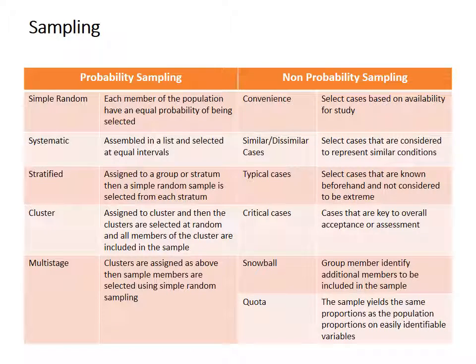More commonly, with the type of research that we're going to be involved with, we're going to use non-probability sampling. So we might have convenience sampling, and we select those individuals because they are convenient in terms of access to participate in this study.